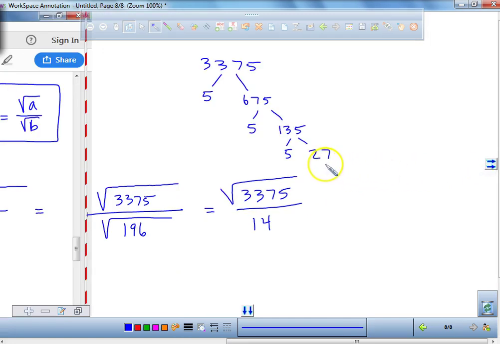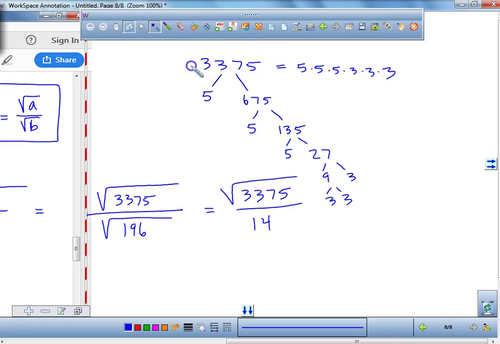Guess what? Now we've got to break down the 27. That's a 9 and a 3. Holy cow. That's a 3 and a 3 and we're done. So listen up. I want to tell you what this is. We have a 5, a 5, and a 5, and we have a 3, a 3, and a 3. And all of those are underneath. If I say the square root of this, that's all of these underneath there.